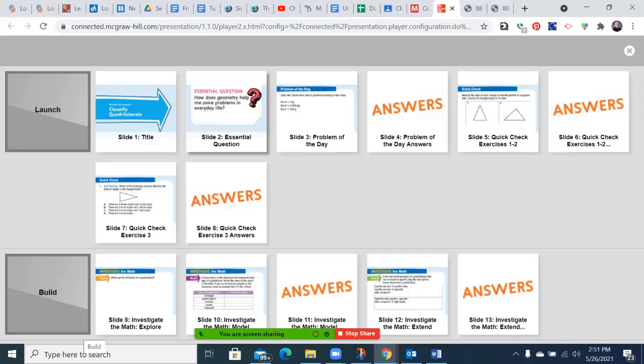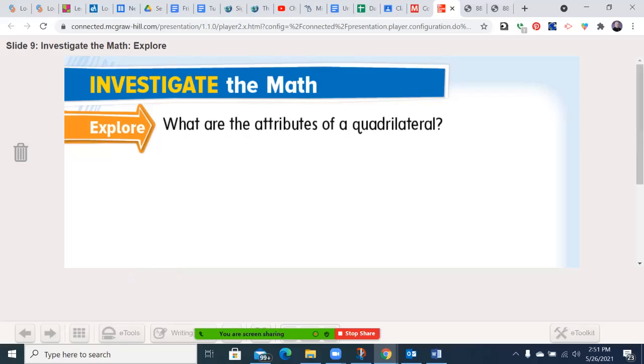Let's look at the part that's not in your text. What are the attributes of a quadrilateral? Well, things we're going to need to look at is 1, all quadrilaterals have 4 sides and they are connected. Now, there are a variety of other attributes that apply to certain quadrilaterals, such as opposite sides congruent or opposite sides parallel. And we'll talk about those as we go into the lesson.